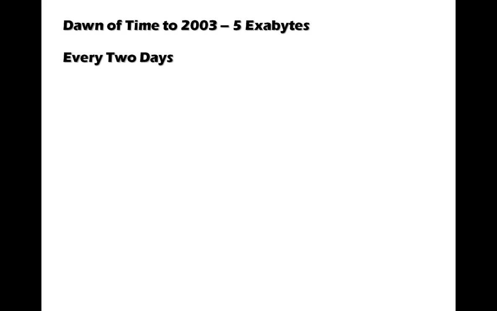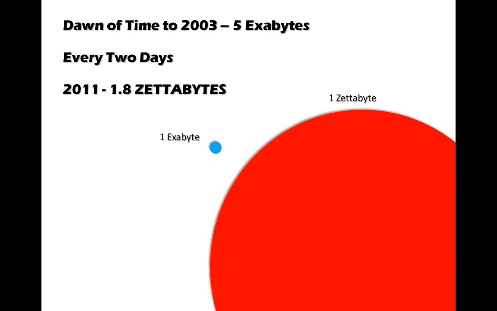So that's only from 2003 to now. Every 2 days we're generating that much. In fact, in 2011 we generated 1.8 zettabytes of information. Now these may be new terms for you, exabytes and zettabytes and whatnot. So let me give you an example. An exabyte, say, is about that much. A zettabyte looks like about that much.